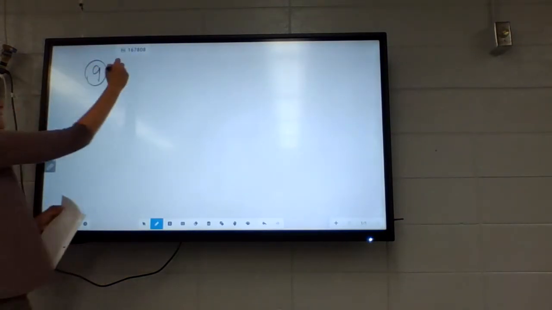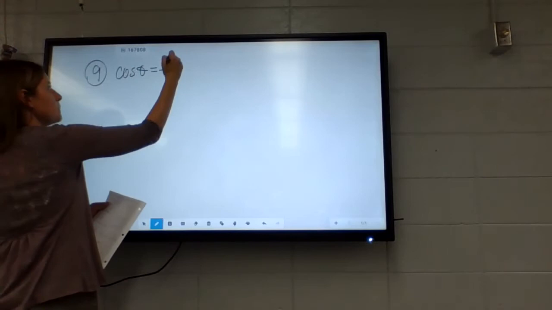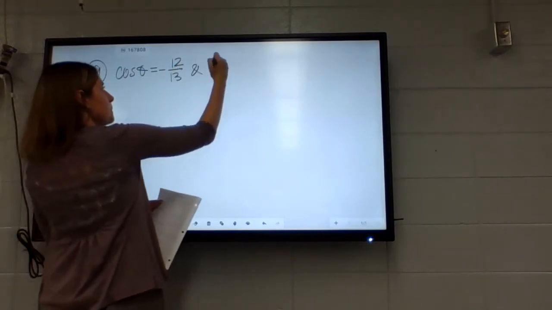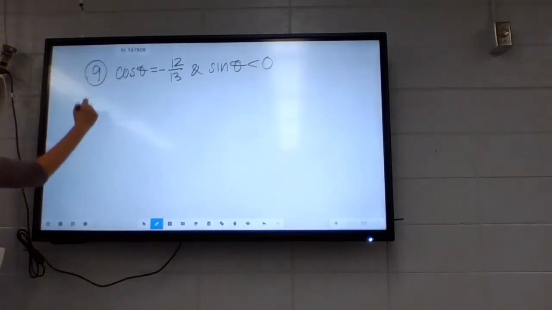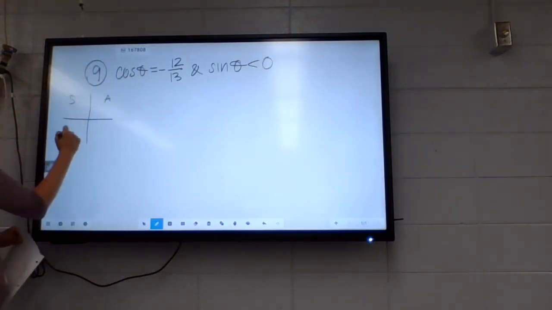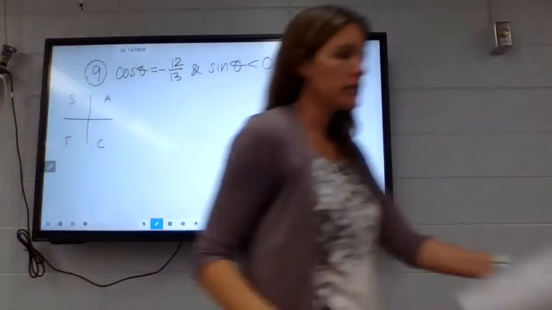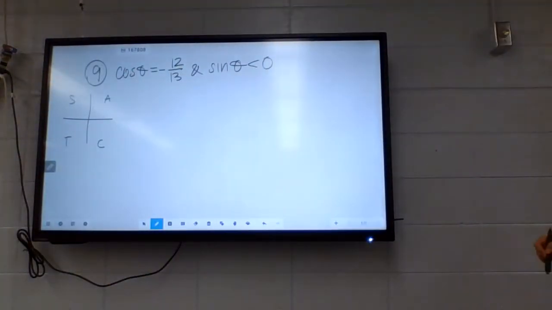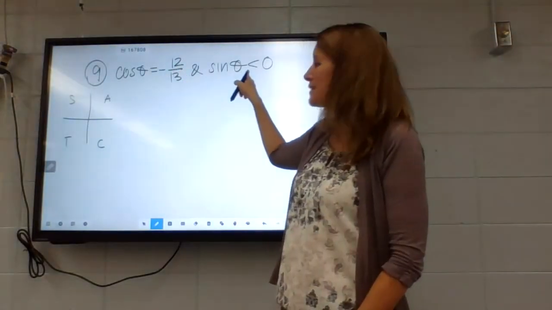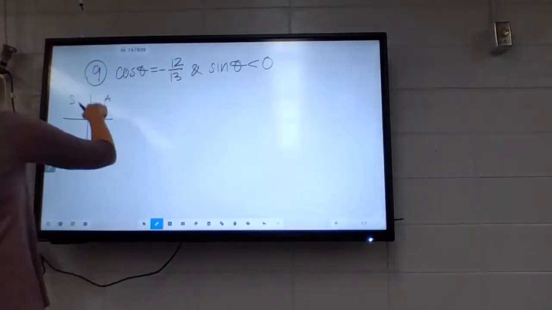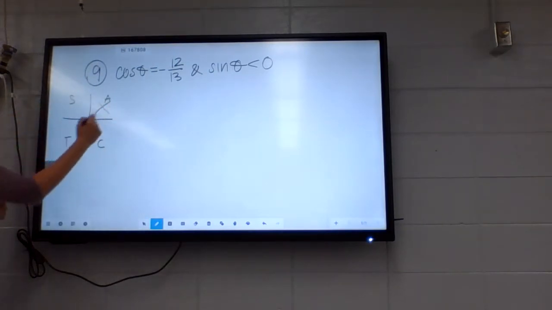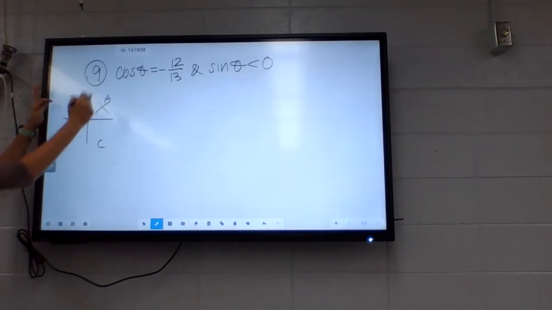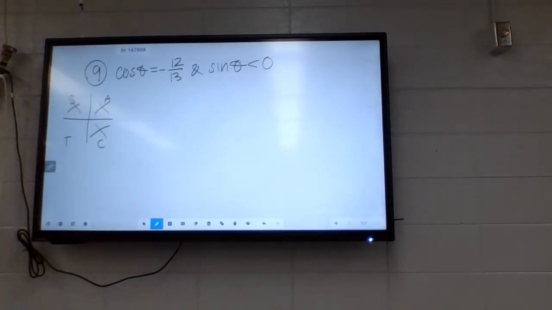So in number 9, they give us the cosine, and they tell us something about the sine. If they give us this information, we use this little acronym to help us tell which quadrant we're in. They're telling us the cosine is negative, but the sine is also negative. This is telling us where these things are positive. They're all positive in this quadrant. That doesn't work. Sine is positive in this quadrant. That doesn't work. Cosine is positive here, so it has to be in the tangent quadrant.